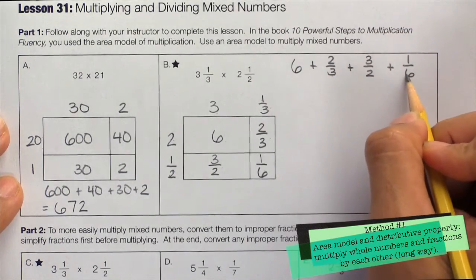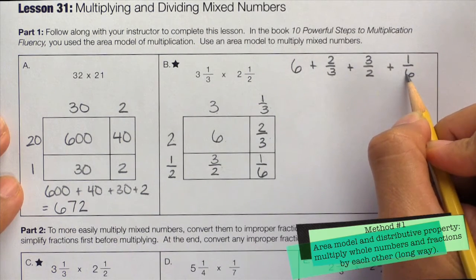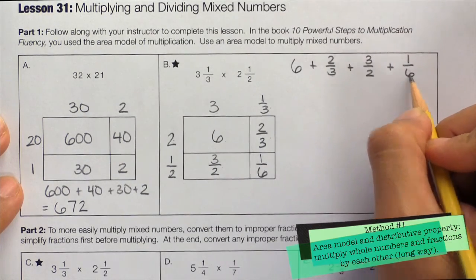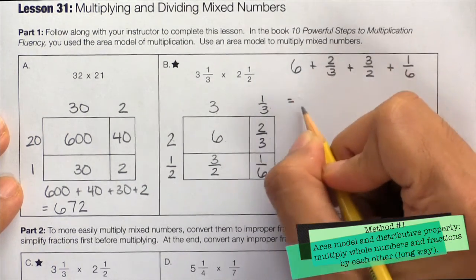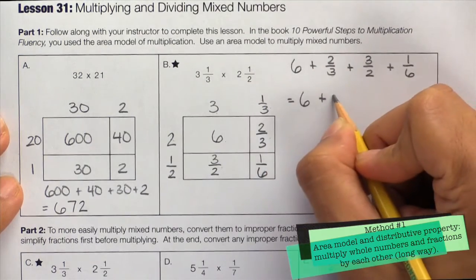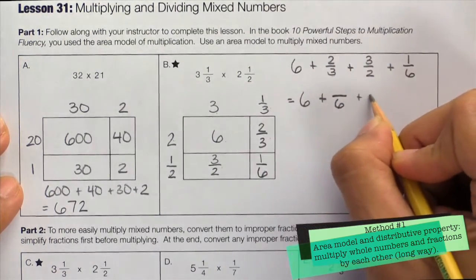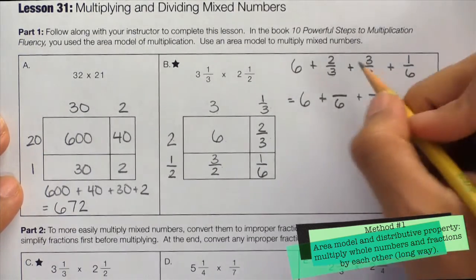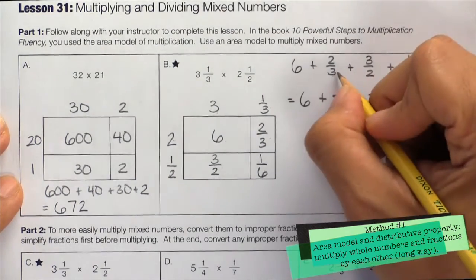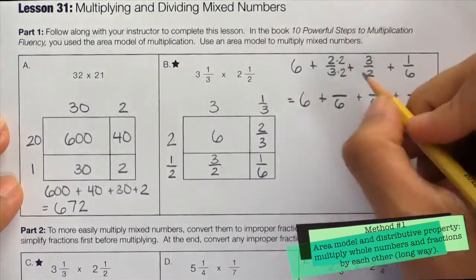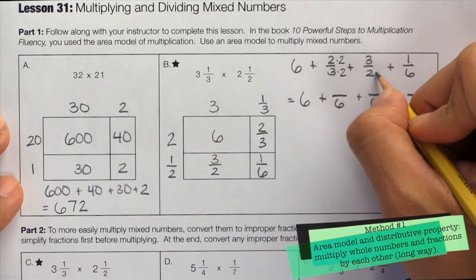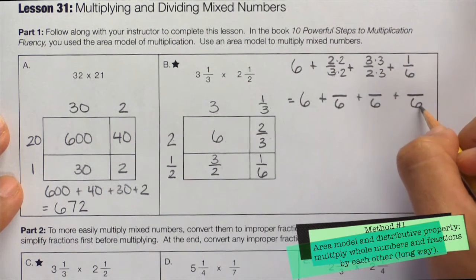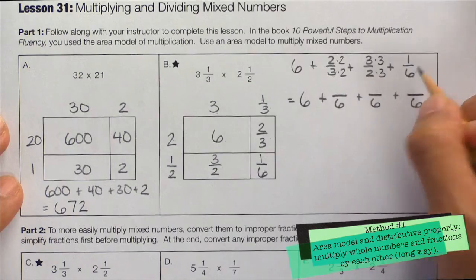Thirds, halves, and sixths do not have the same name, so let's use the LCM. The LCM of 3, 2, and 6 is 6. So on the next line, write down 6 plus blank over 6 plus blank over 6 plus blank over 6. How did you get from 3 to 6? We multiplied by 2. How do you get from 2 to 6? You multiplied by 3. And how did you get from 6 to 6? It's already a 6, so we're going to leave this as is.